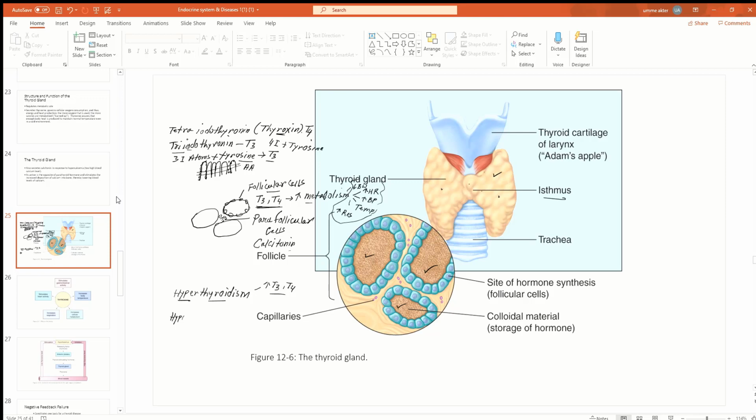So you see, opposite is hypothyroidism. If T3 and T4 production is less, that is called hypothyroidism. Okay. Prolonged hyperthyroidism can cause a disease that is called Graves' disease. Okay. So in Graves' disease, you will see the signs or symptoms of hyperthyroidism.